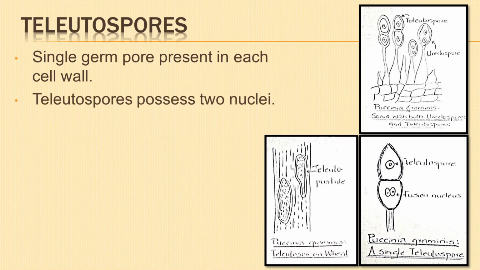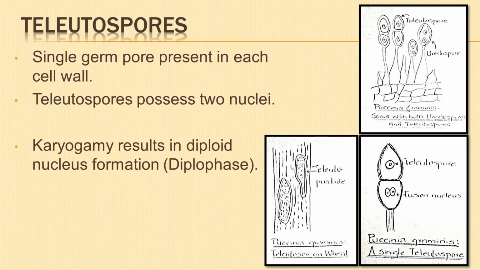Each cell of the teliospore has 2 nuclei, one of plus strain and the other of minus strain. Towards maturity, the teliospore shows karyogamy. The 2 nuclei in each cell of teliospore fuse to form a diploid nucleus. It represents the reduced diplo phase in the life cycle of wheat rust. This is called the resting period.